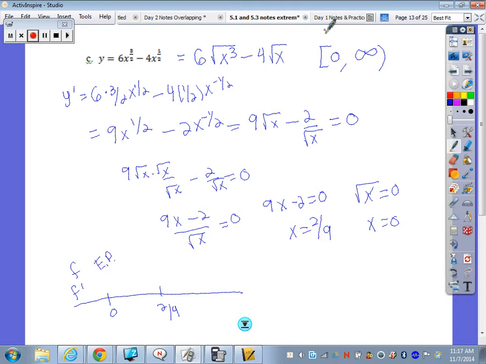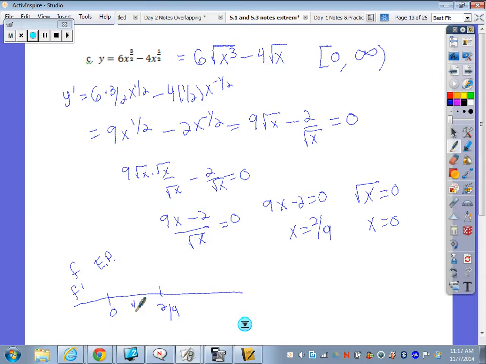If you forgot to do this, you would try to plug negative numbers into your derivative, and you would get that the number doesn't exist because you would take the square root of a negative. That would be a hint to go back and check your domain if you get an unreal number for your derivative. So I'm going to try values in each interval.